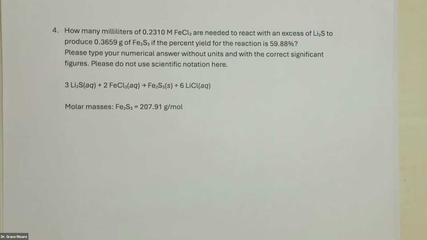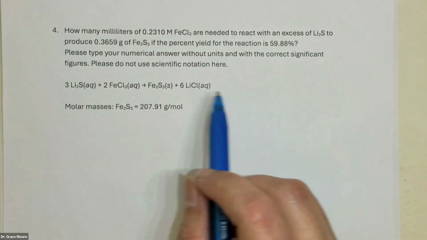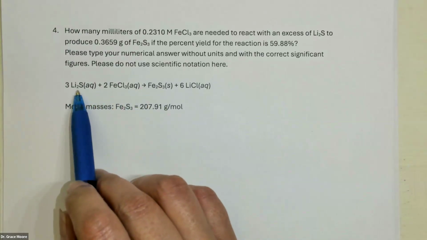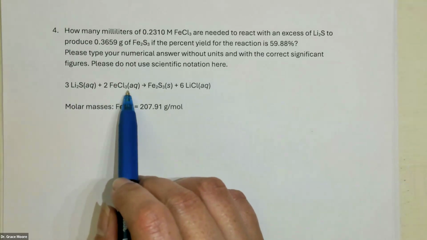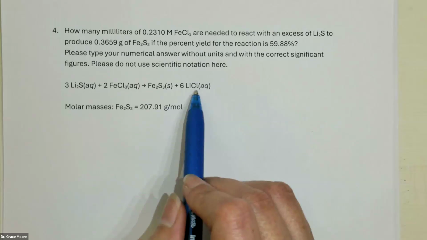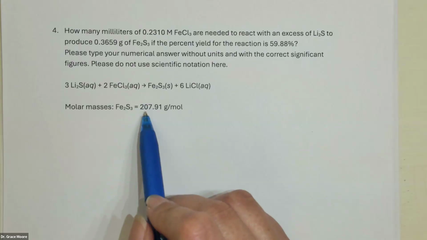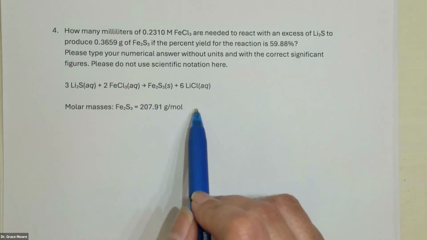How many milliliters of iron(III) chloride solution are needed to react with an excess of Li2S to produce 0.3659 grams of Fe2S3 if the percent yield for the reaction is 59.88%? And they give you a reaction here: 3 Li2S plus 2 FeCl3 equals Fe2S3 plus 6 LiCl. So it's balanced, and they even give us a molar mass of Fe2S3: 207.91 grams per mole.